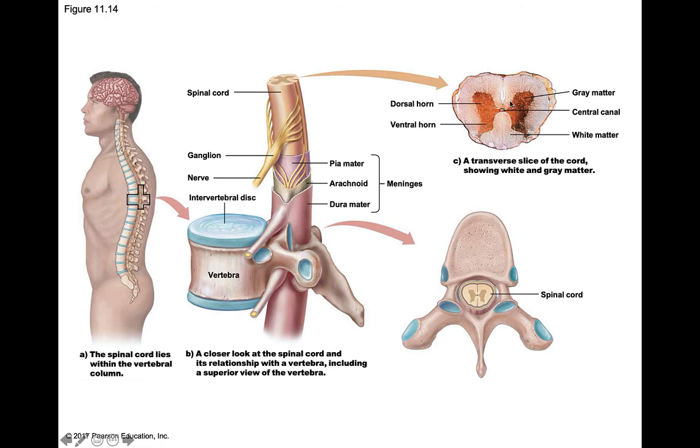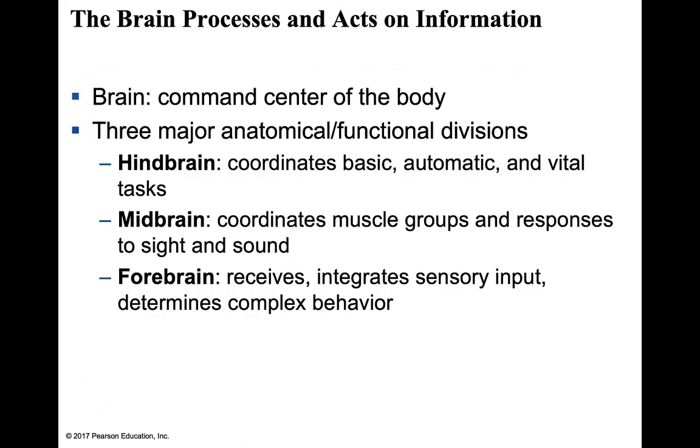And there's the central canal, and so on. And we can see the white matter and the gray matter. So all of that is the basic anatomy of the spinal cord. And we're just looking at a cross section here. And so remember, we're talking about a continuous structure.